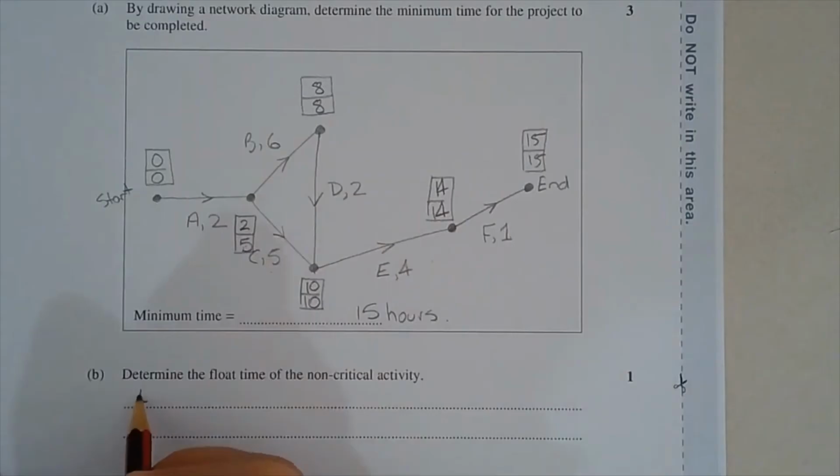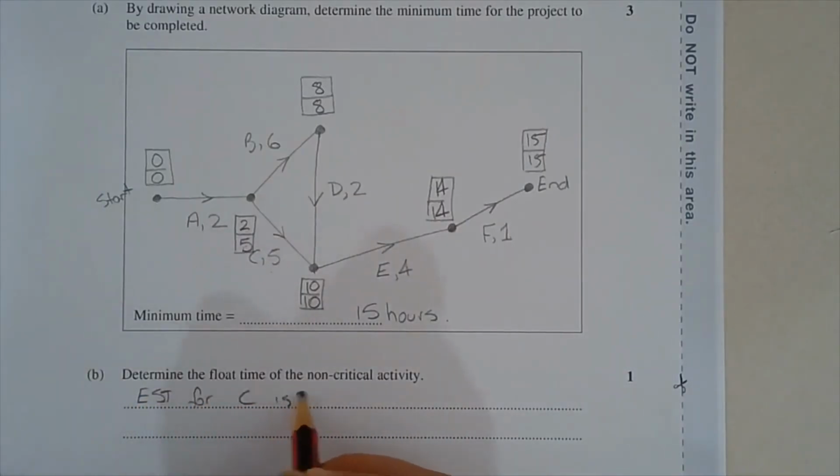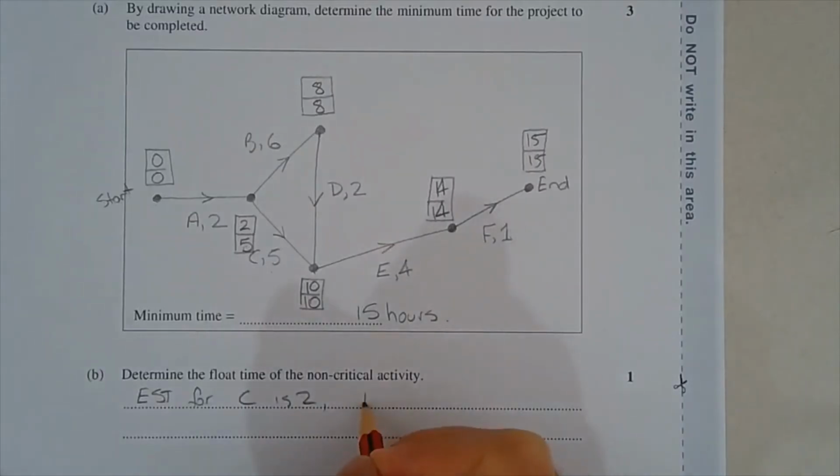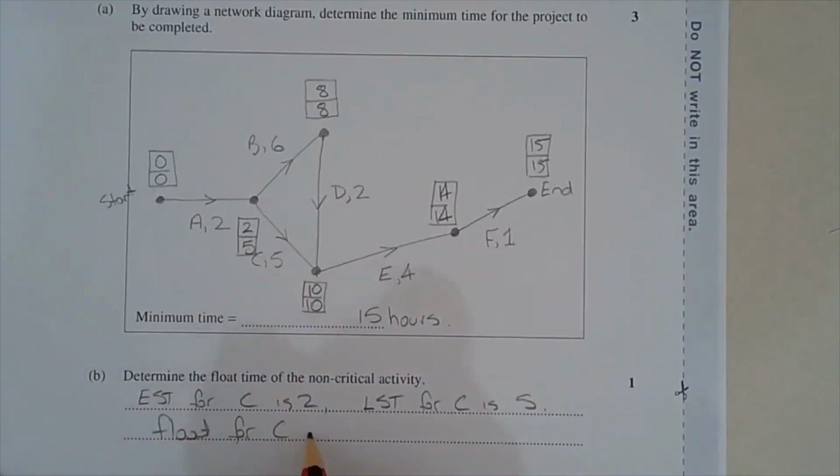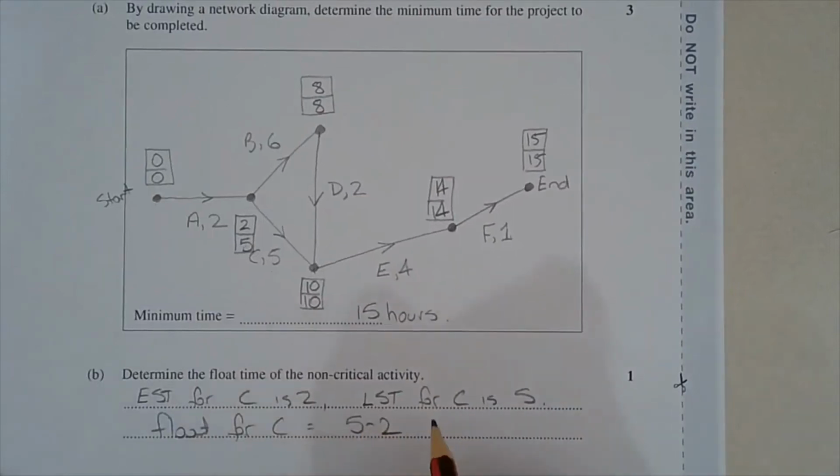So the EST, earliest start time for C, is 2. The latest start time for C is 5. Therefore, the float for C is equal to 5 minus 2, which equals 3 hours.